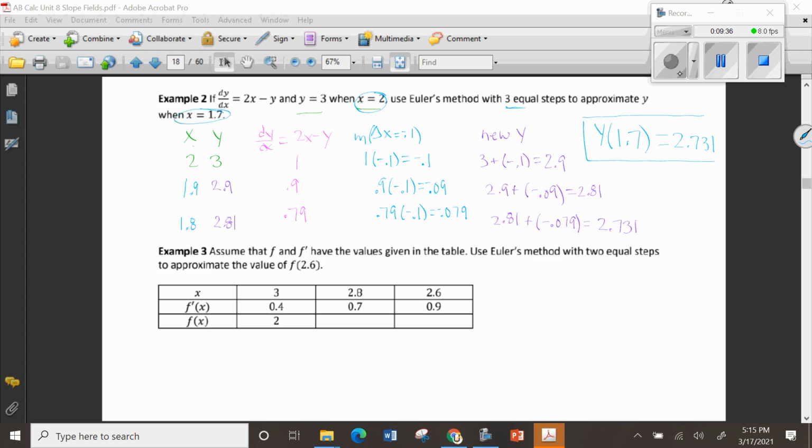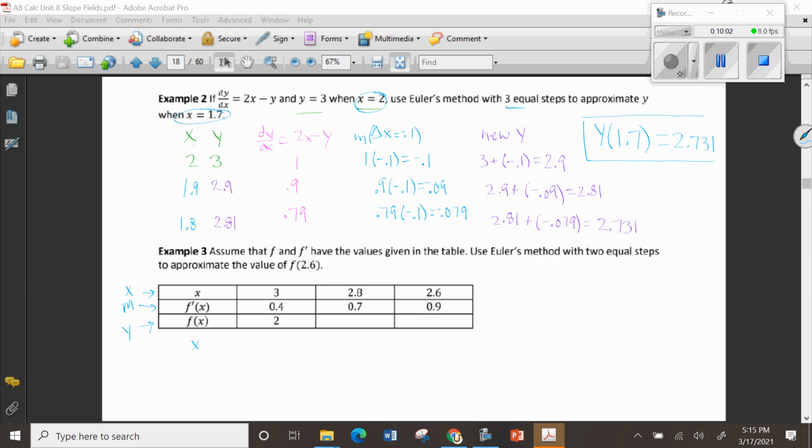Example 3 is straight from an AP test, and so we are going to use this process to try and figure out all the stuff. They've turned the table kind of sideways for us. So this right here, this is our slope. This is our y value, and this is our x value. So what I tend to do is take all of this information and rewrite the same table that we've been working with.